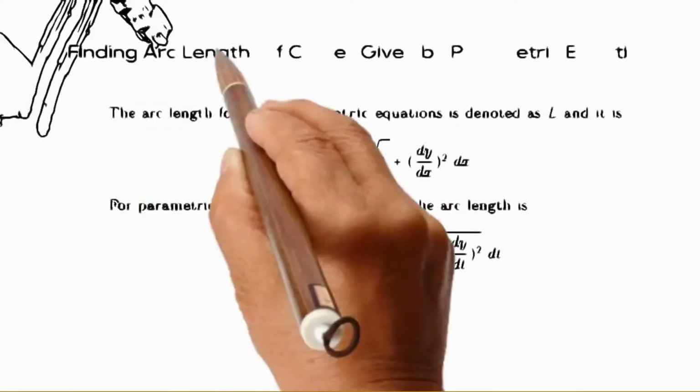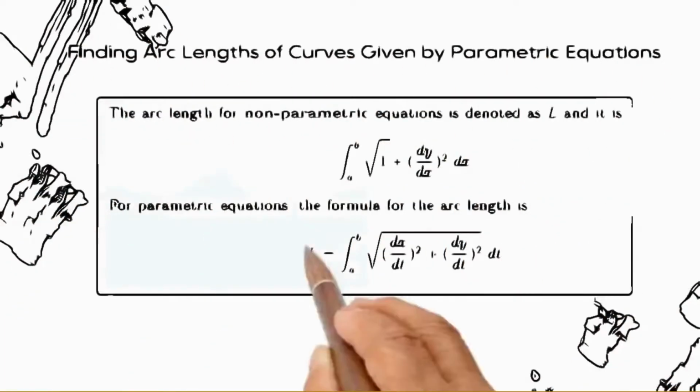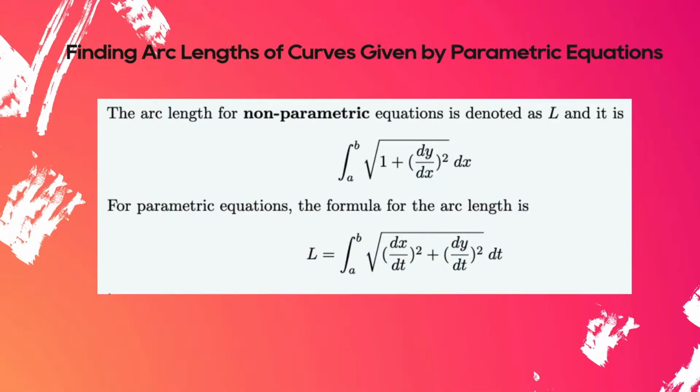Now, how do we find the arc length of curves given by parametric equations? Well, the arc length for non-parametric equations was basically the integral from a to b of the square root of 1 plus dy over dx squared. Now it's a little different. For parametric equations, the formula is the integral from a to b, the integral bounds, of the square root of dx over dt squared plus dy over dt squared. So you basically integrate that.